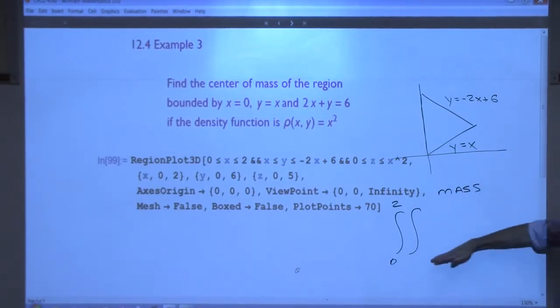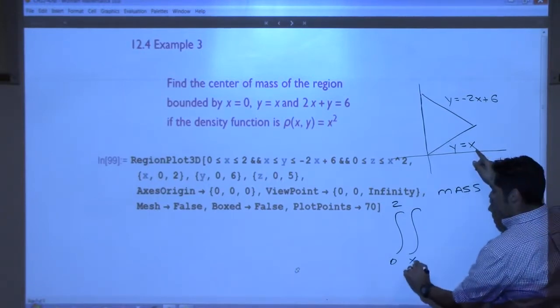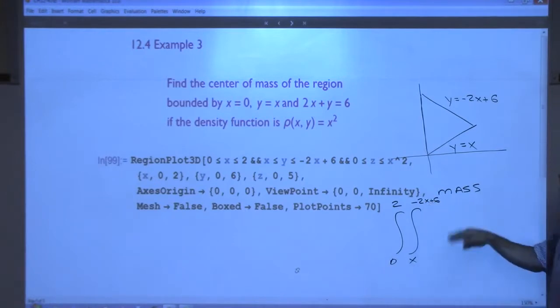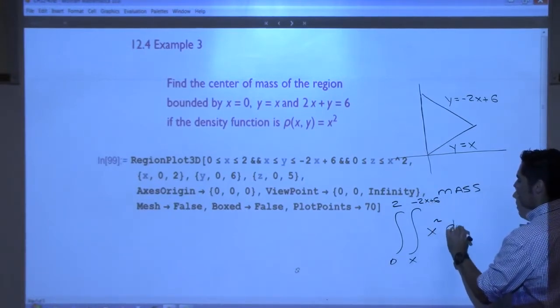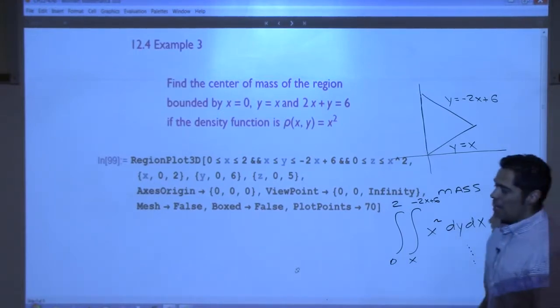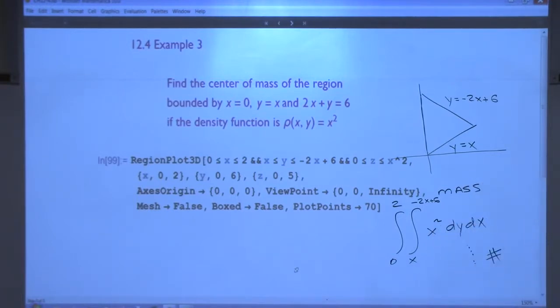And then what are the lower and upper bounds here? y equals x on the bottom and negative 2x plus 6 on top. Now for mass, what am I integrating? Just the density function, x squared, dy dx. You figure out what this is, and you get a number, right? That's your mass. Put it to the side. You'll need it later.